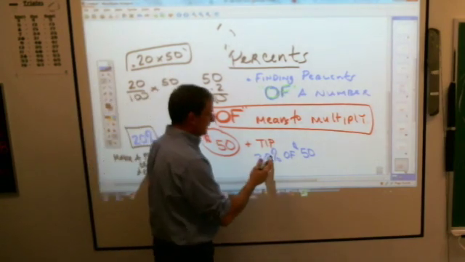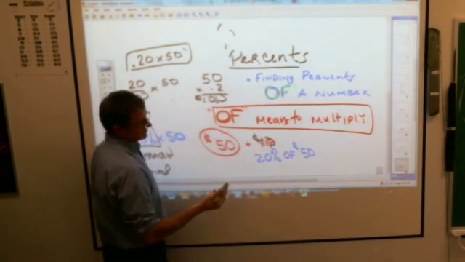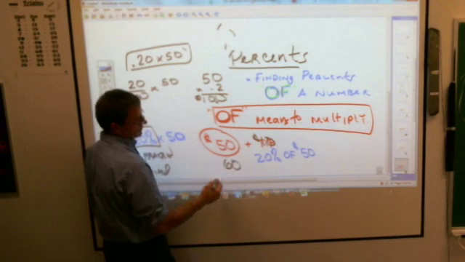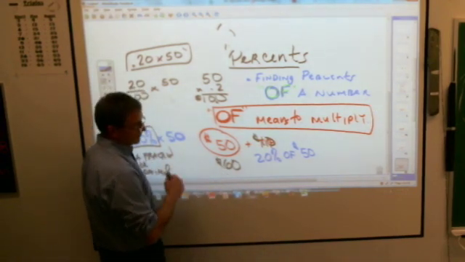So on top of your $50 bill, your tip is going to be $10, and you paid them $60, where your waitress gets $10 because of her great service for you.